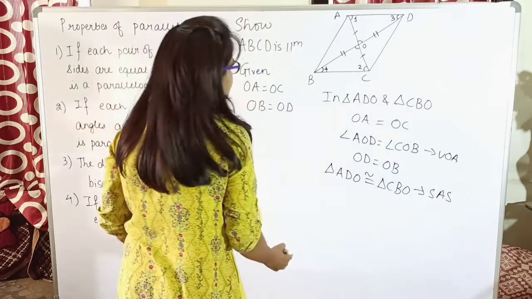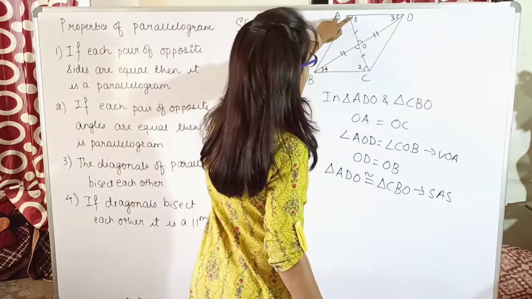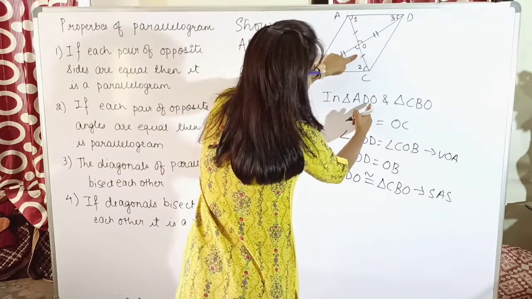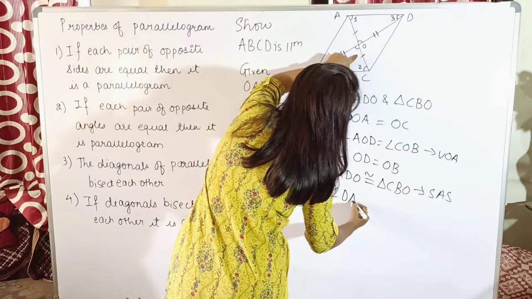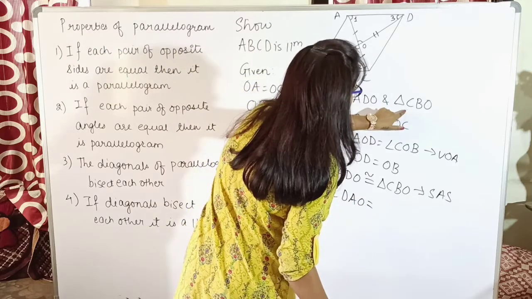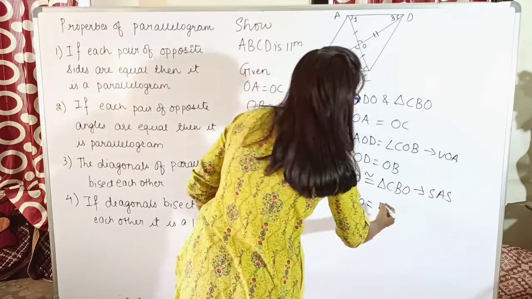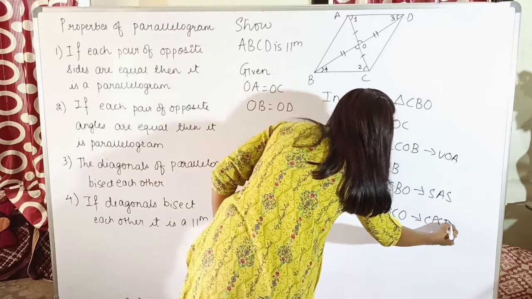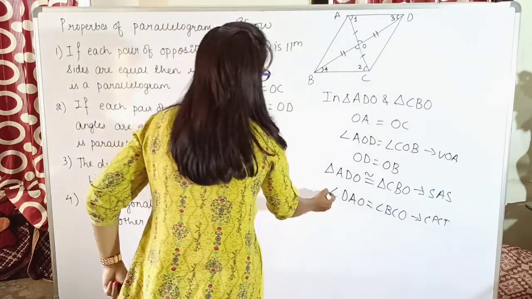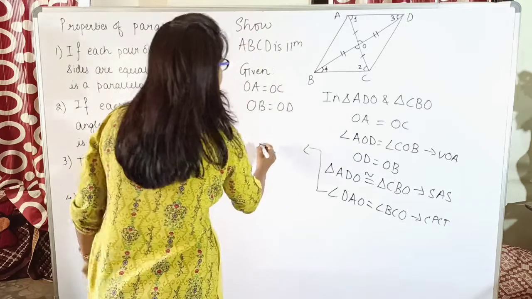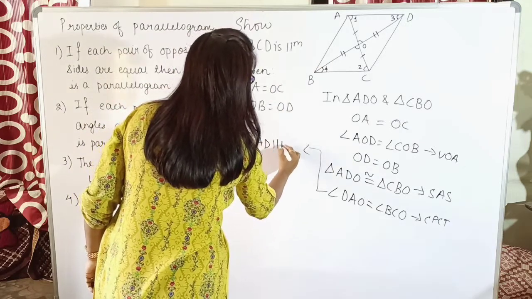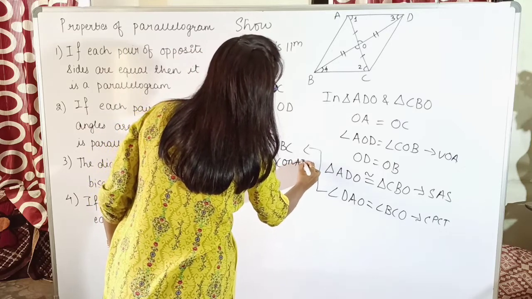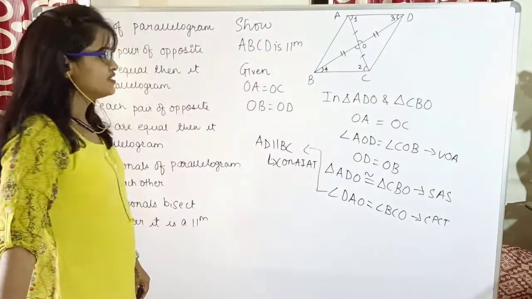and hence now I can say angle DAO is equal to angle BCO, which is nothing but angle 1 and 2 by CPCT. And if these two angles are equal, what does it mean? It means that AD is parallel to BC. Why? Because of the converse of the alternate interior angles theorem, isn't it?